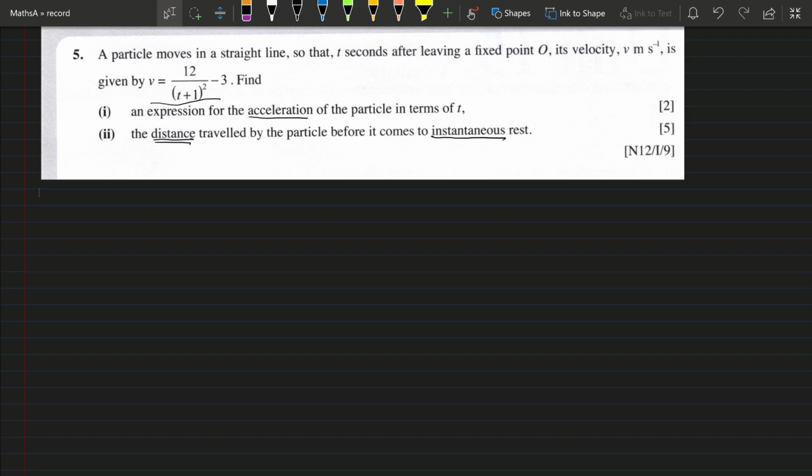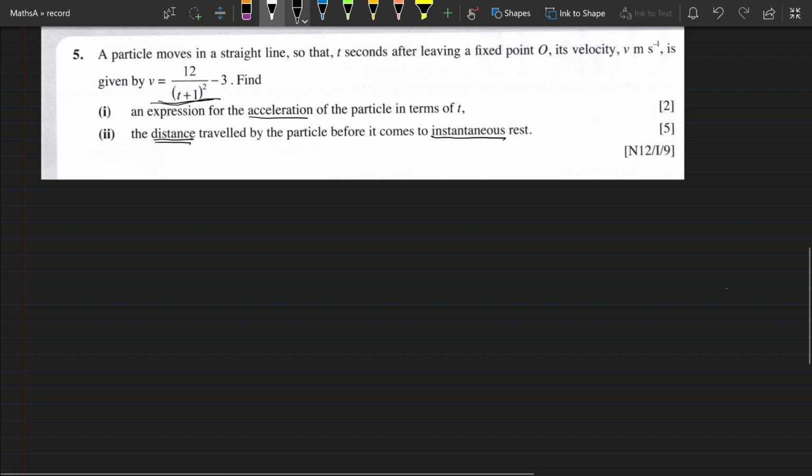This particle moves in a straight line t seconds after leaving a fixed point O. Its velocity is given by this equation underlined here in black. Find an expression for the acceleration of the particle in terms of t, and the distance traveled before it comes to instantaneous rest. We should think that this shouldn't be too difficult, but let's take a look at it.